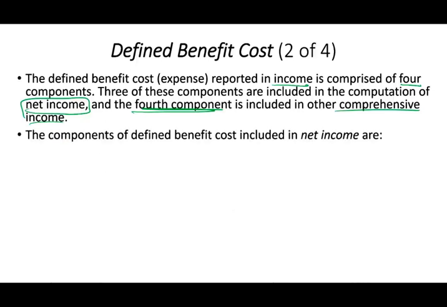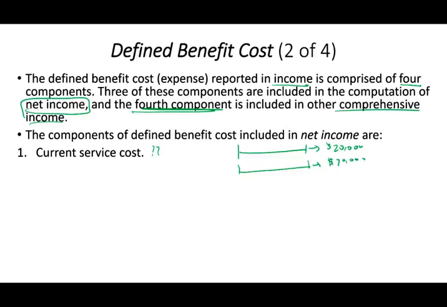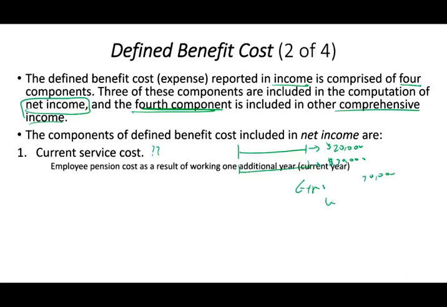The three components are current service cost. What is current service cost? Well, as you work one additional year for the company, the company might be responsible for an additional $20,000. For every year you work, they are responsible for $20,000. So guess what? Every year that you work, they have to debit pension expense of $20,000, credit some sort of a liability of $20,000. We call this the current service cost. So that's part of it. This is part one. There's three parts of expense.